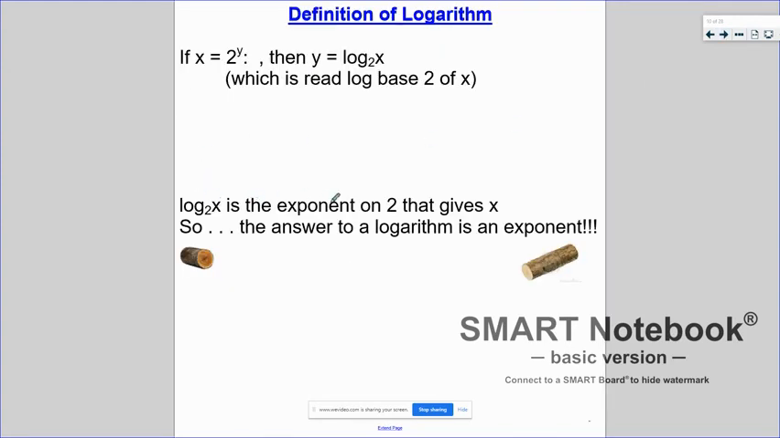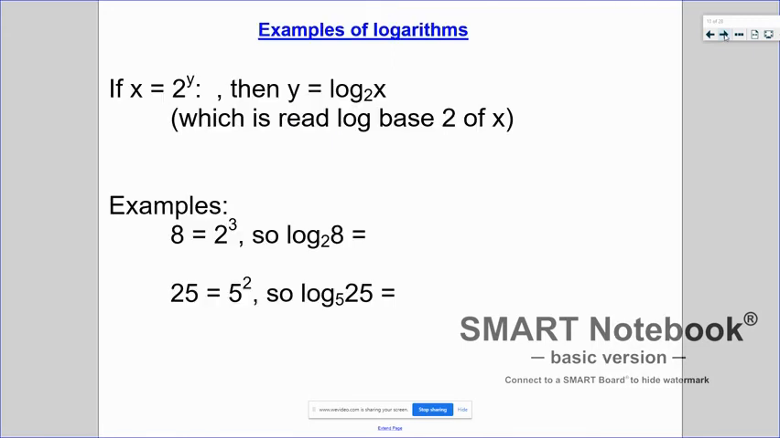All right, log base 2 of x is the exponent on 2 that gives x. So the answer to a logarithm is an exponent. So when I'm asked what is log base 2 of some number, I'm trying to figure out what is the exponent. So log base 2 of 8 means 2 to what power is 8? So we think of that as 3. We're just doing this rewriting. Base, exponent, answer. Base, exponent, answer. So here we're looking for what's the exponent. 5 to the what equals 25. So that answer is 2. There's the exponent.